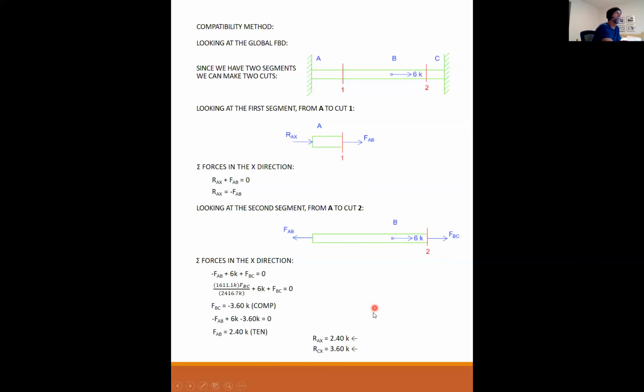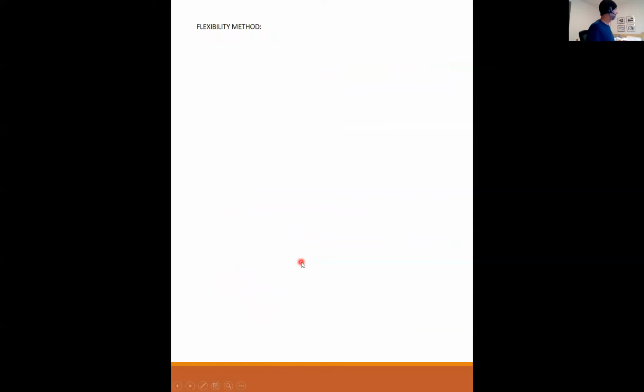And then likewise, I found my reaction at CX is 3.6 kips also to the left. And that should make sense, right? The reaction on the left plus the reaction on the right had better equal the total loading on the whole system. So the whole loading is 6 kips. The total of the reactions is also 6 kips. And I boxed my answers, and that is it for this example. Any questions?